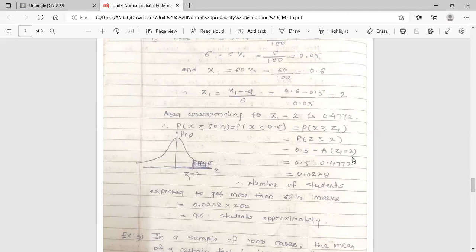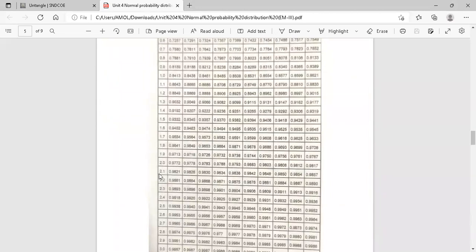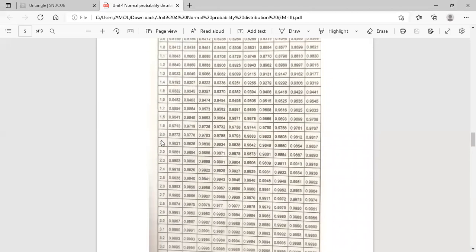z1 is equal to 2. You can calculate it from the normal distribution table. Here it is, the normal distribution table. Z is equal to 2.0. The value z1 is equal to 2, which you find in 2.0. And the difference is also 0, because the value is the integer 2.0. So you find in the first column, the difference is 0.00. So you find the area in 2.0, difference is 0, so the area is 0.9772.